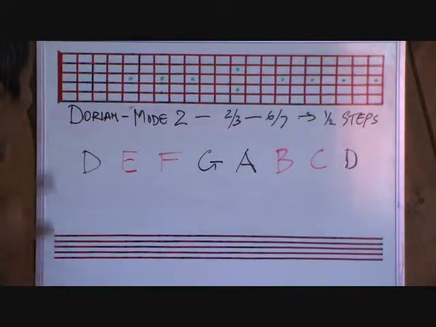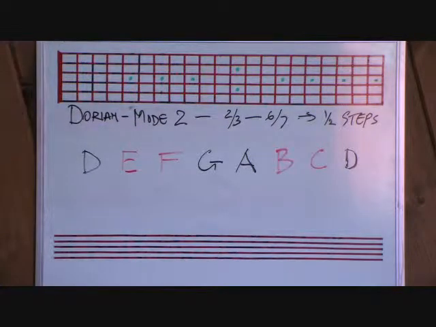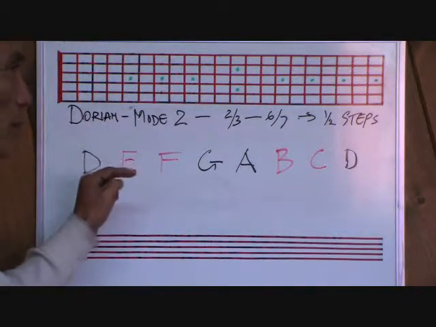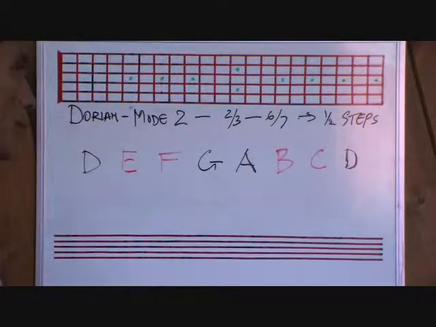Okay, we're going to talk about the Dorian mode 2, created by the major scale. It is the second mode of the C major scale. Okay, refer to my major scale construction for the 12 keys.